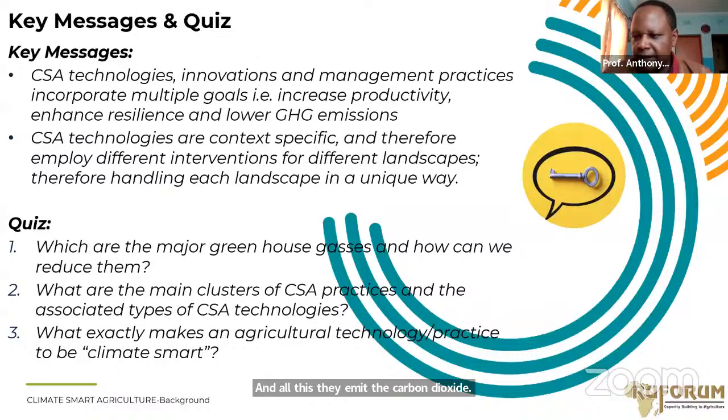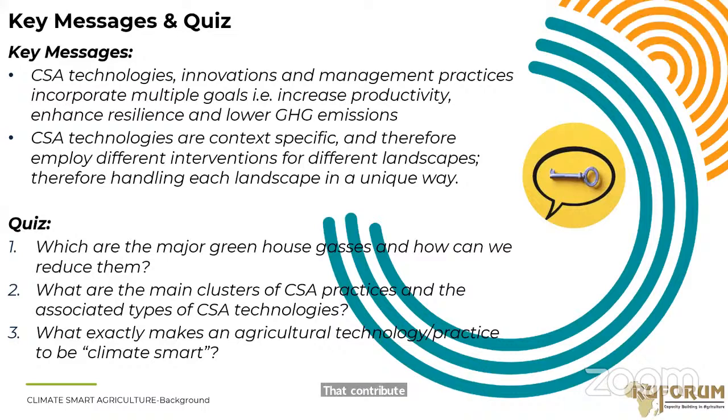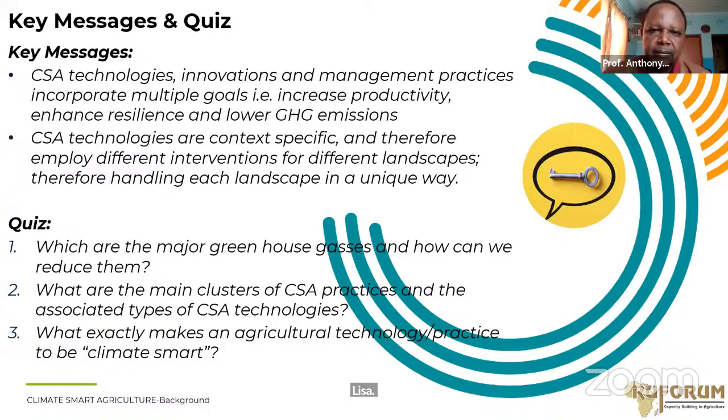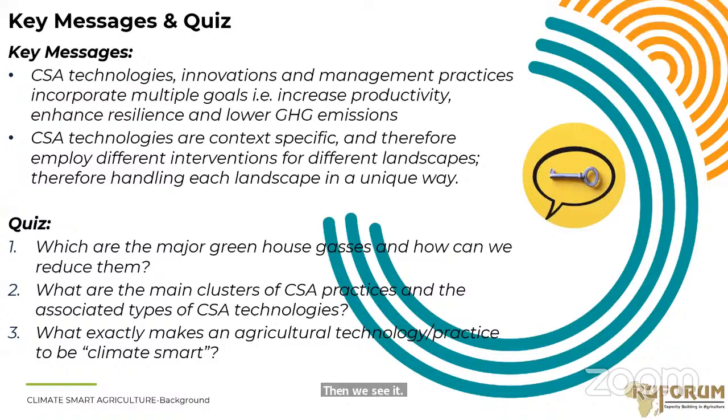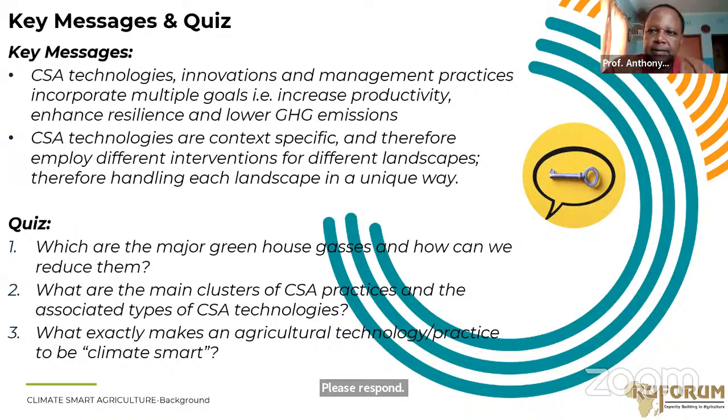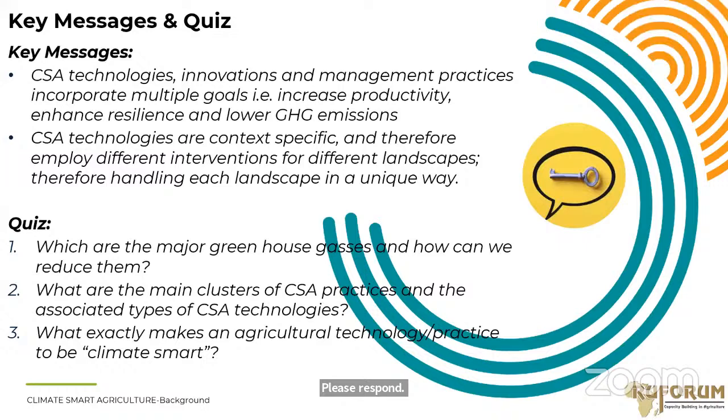Okay, what about the second one, that contributes 16%? Isa, and then Alice, please respond. What I remember is about the methane that is coming from the enteric fermentation, from ruminants, but also nitrous oxide that is coming from manure management. About the cluster of climate smart agriculture practice, that I remember is all about increasing productivity, climate effect mitigation and adaptation, also resilient agriculture practice.